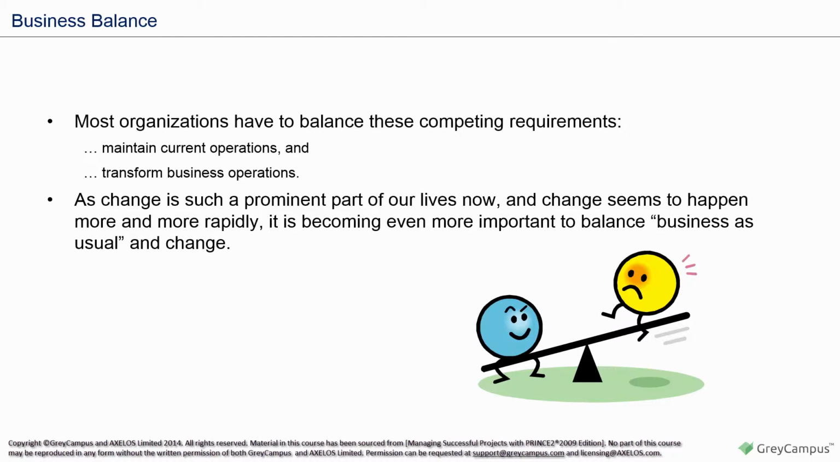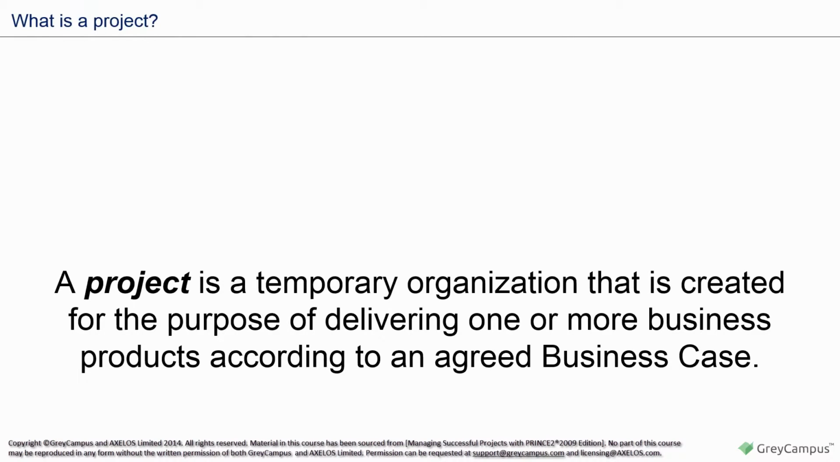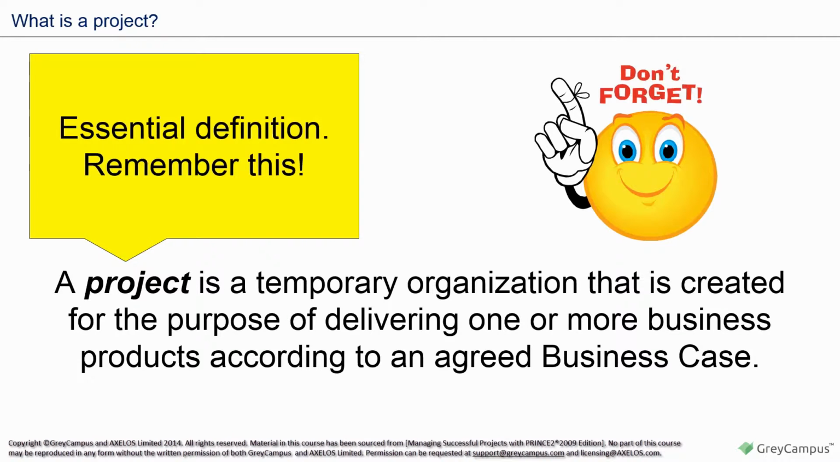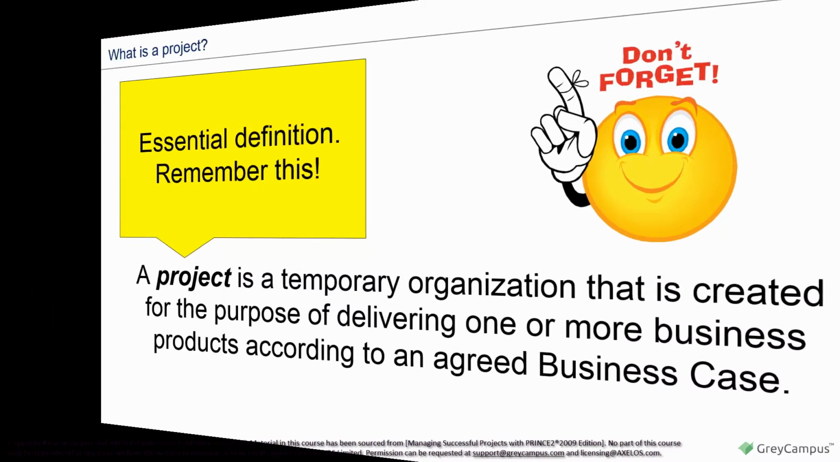And in our modern world, as change is such a prominent part of our lives now, change seems to happen more and more rapidly, and it's becoming even more important to balance business as usual and change. And the way that we implement change is to use projects. So what do we mean by a project? A project is a temporary organization that is created for the purpose of delivering one or more business products according to an agreed business case. Now, this is an essential definition. You need to remember the definition of project.